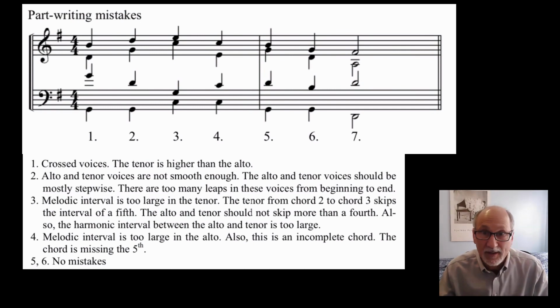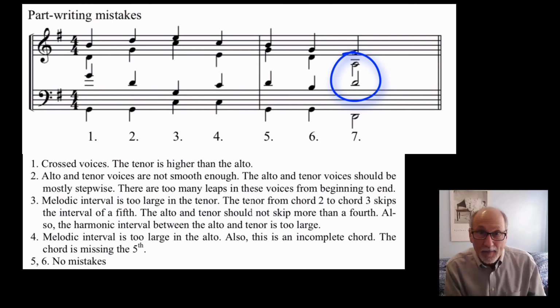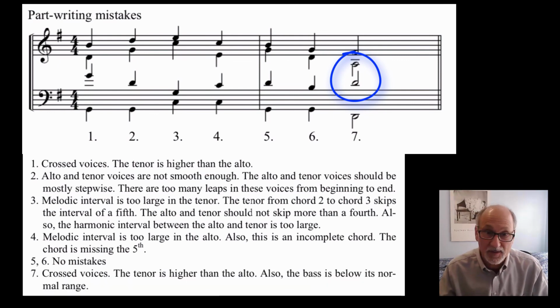But take a look at number 7. Take a look at what the alto does. It goes from a D to an A, and the tenor goes from a B to a D. Do you notice on the last chord, they've crossed their positions? Again, that's cross voicings, and we don't want to do that.